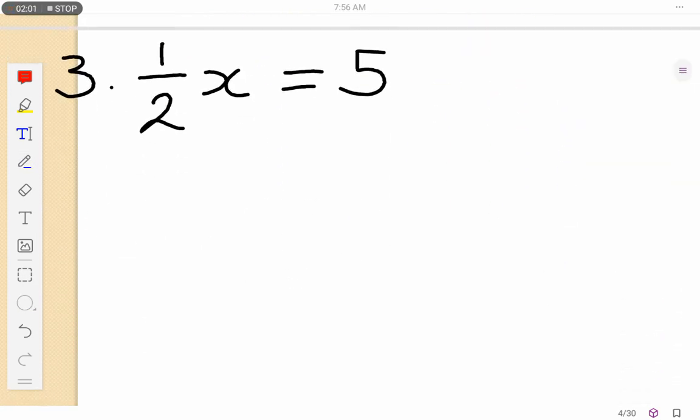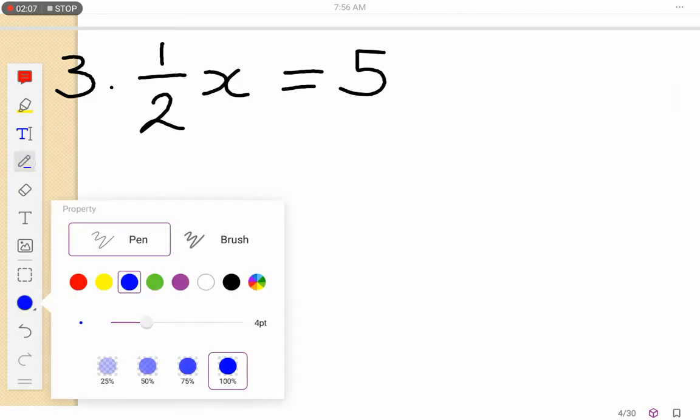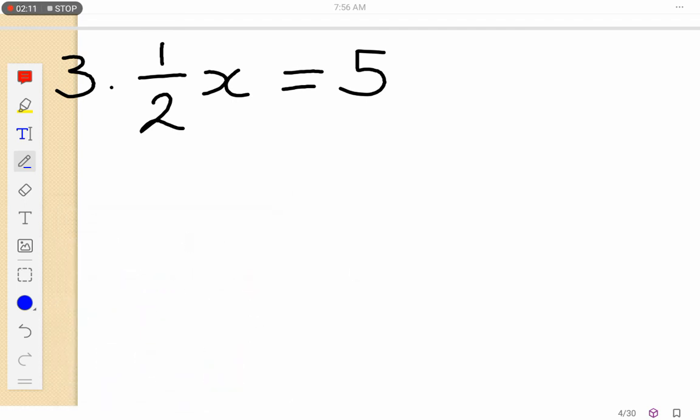Okay, here I've got half x is equal to 5. So to remove this half here, I can simply multiply by 2 over 1. So I'll multiply this side by 2 over 1. And what I do on the left side, I also do on the right side. So I can multiply by 2 over 1 this side.